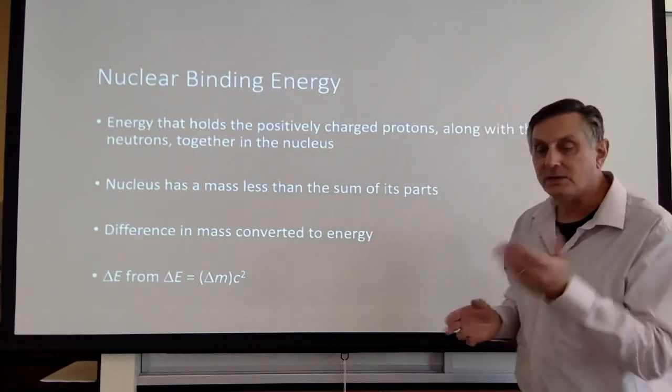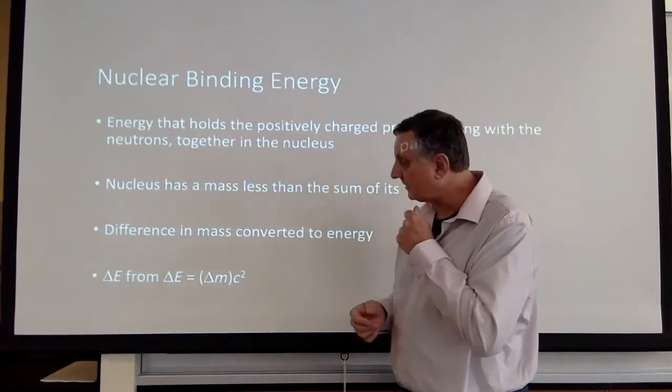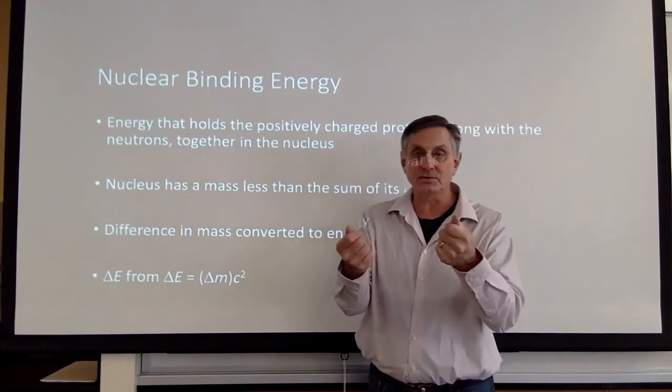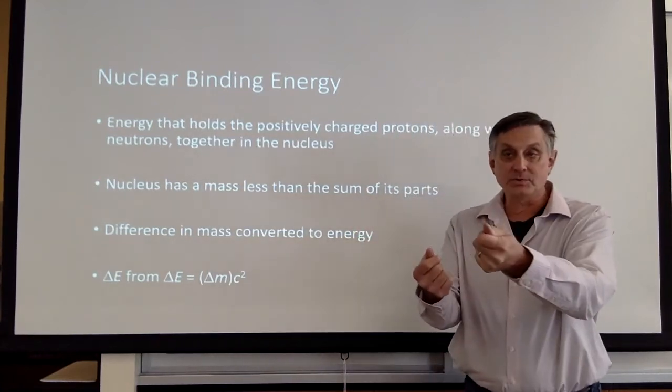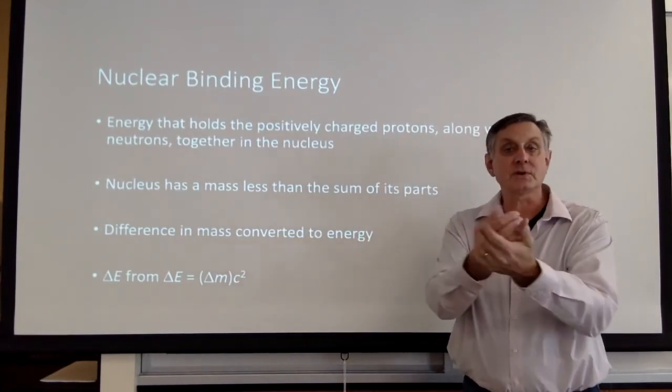The glue that holds them together is called nuclear binding energy. Let's take carbon-12. Carbon-12 has 6 protons and 6 neutrons. Carbon is atomic number 6, so 6 protons and 6 neutrons for carbon-12.